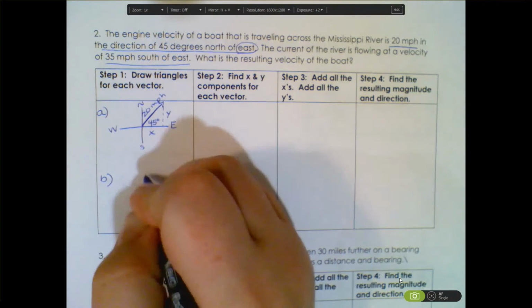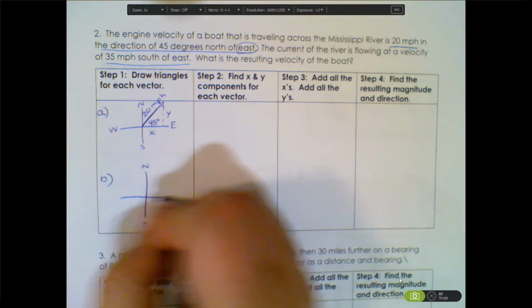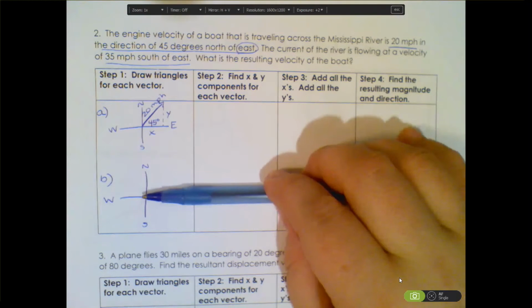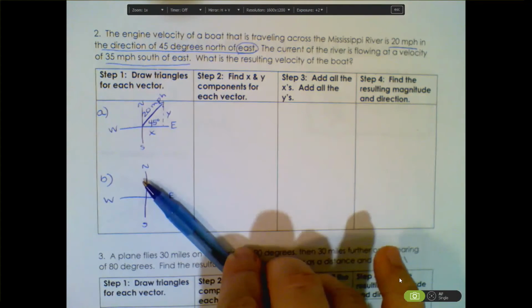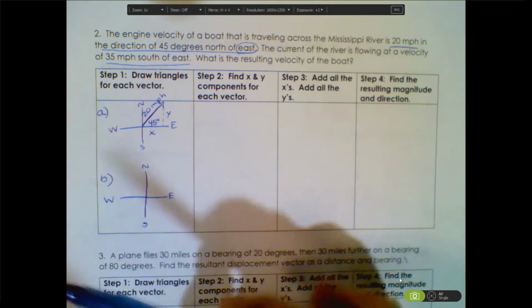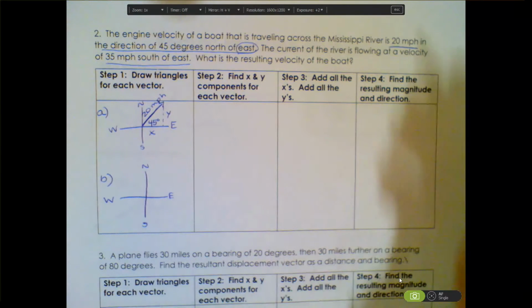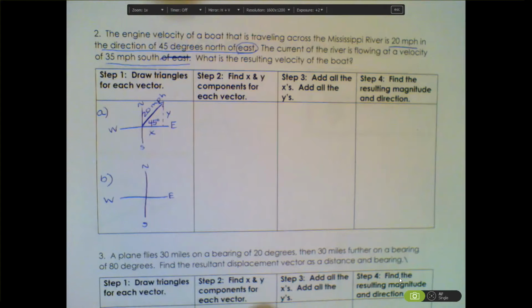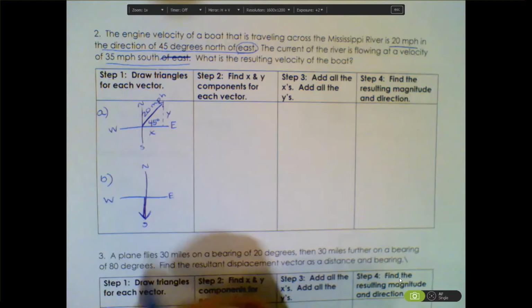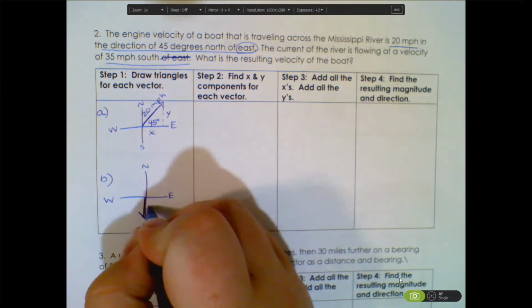Okay, second one also, I'm going to do north, south, east, west on my coordinate plane. So I need to go south of east. So starting at the east, I need to rotate south. Oh, it doesn't really say. So we're going to actually change this problem up. There's a little typo here. We're going to say it says 35 miles per hour south. So we're just going to go directly down 35 miles per hour. Remember, when we're going down, that's going to be a negative magnitude.